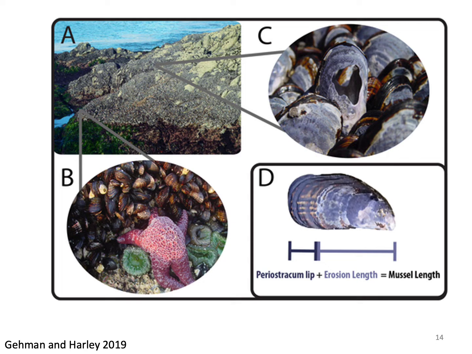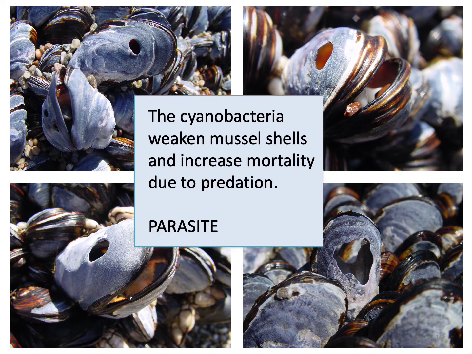So usually the mussels are eaten by Pisaster, one of the classic relationships in ecology, and the cyanobacteria bore into the shells and erode away the periostracum, the dark surface of the shell, leaving the gray shell. The cyanobacteria weaken the mussel shells and increase the mortality of mussels due to predation, so the shells are more easily crushed by the sea stars. So in this case, we can clearly call the cyanobacteria a parasite. They decrease the host fitness.